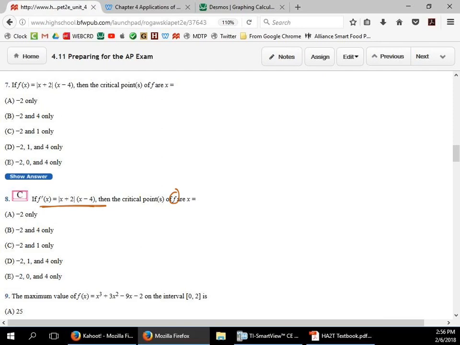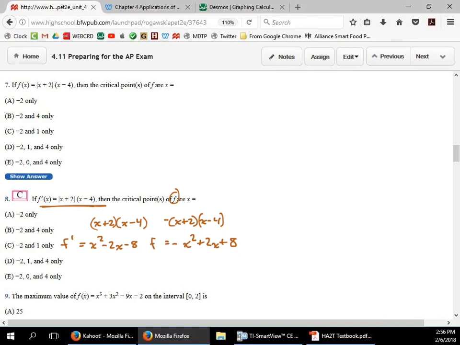But what we're going to do is take the two functions that we got before, the positive x plus 2 times x minus 4, and then the negative x plus 2 x minus 4. So let's go ahead and multiply this out. We get x squared, actually that'd be negative 2x minus 8, and this is f prime. And then the other f prime would be negative x squared plus 2x plus 8.